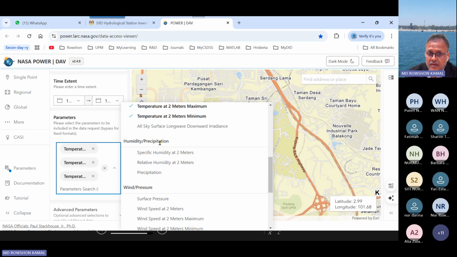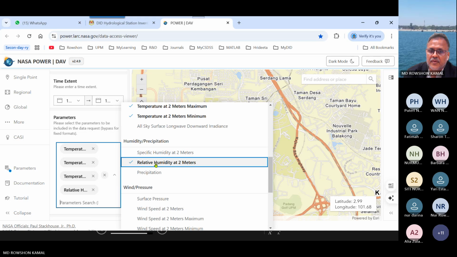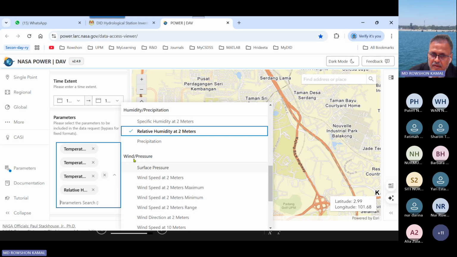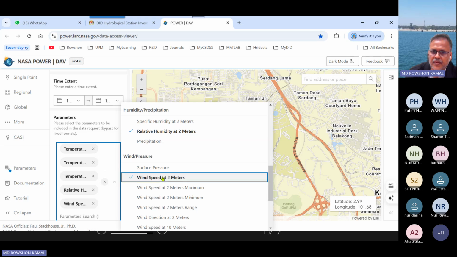Then humidity means relative humidity, and the rainfall, precipitation. You choose the relative humidity first, at 2 meters. After this, we need the wind speed at 2 meters. No need for maximum or minimum, just average. But for temperature, we need maximum and minimum. Relative humidity, we need the average. Wind speed, we need the average. And rainfall, choose at the last.